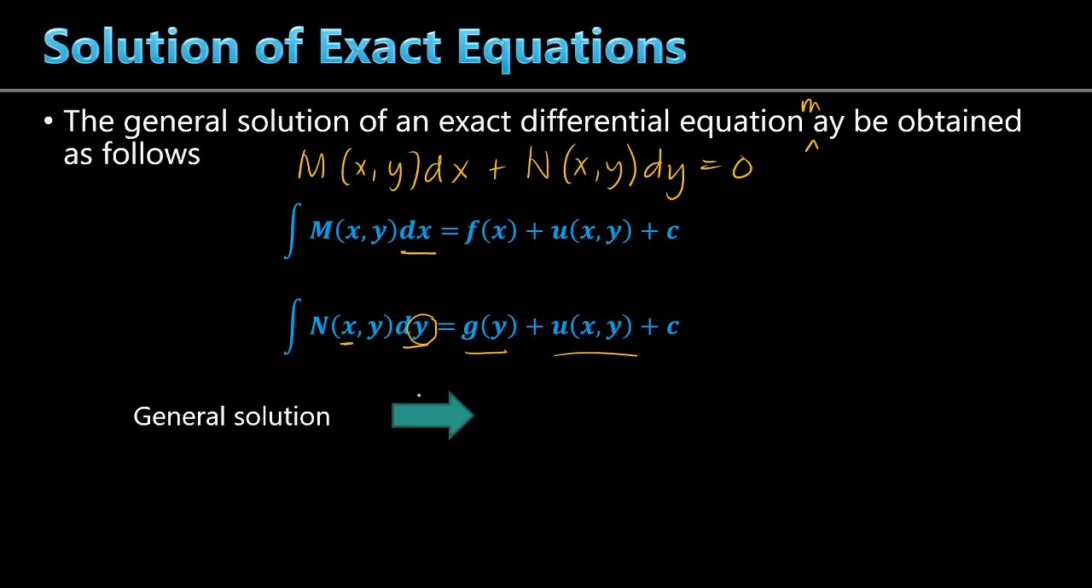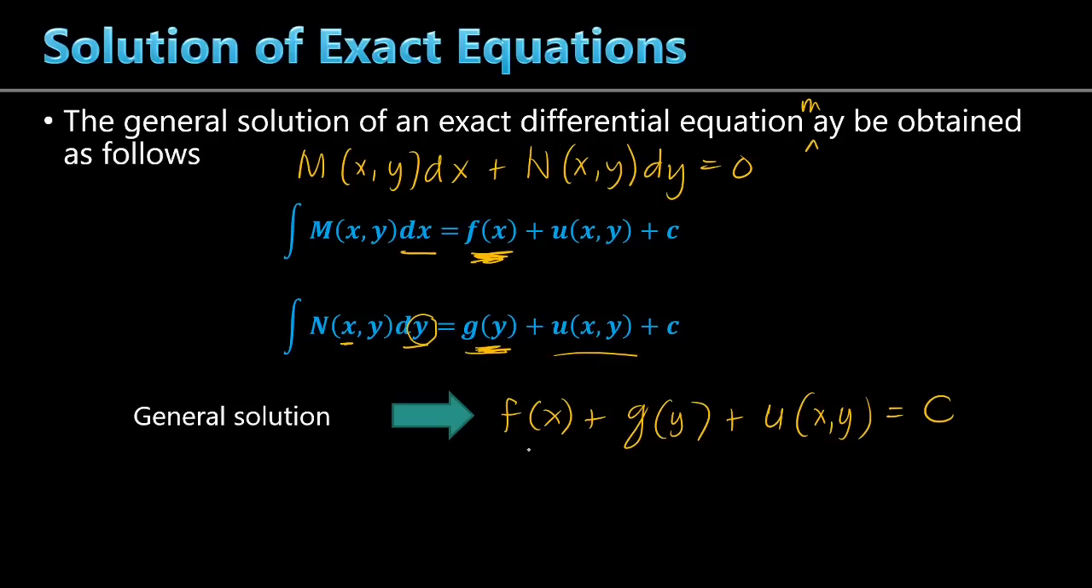So now the general solution can be obtained by adding f of x and this term g of y, and also you get the common term. Okay, so this u of xy is the term that is common to both answers. So that's u of xy, and then lagyan mo lang ng equals c. Okay, so this is now our general solution. So once again, to obtain the general solution of an exact differential equation, you add the terms f of x, g of y, and the common term and equate them to a certain arbitrary constant c.